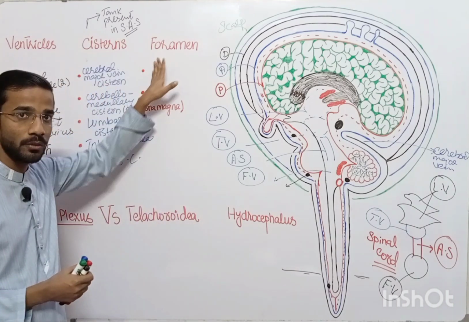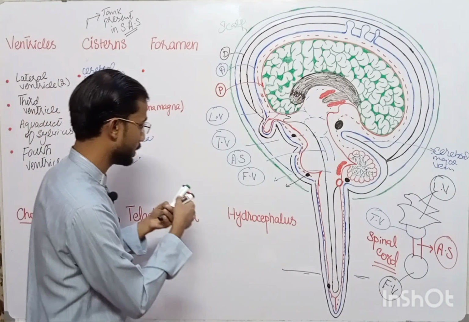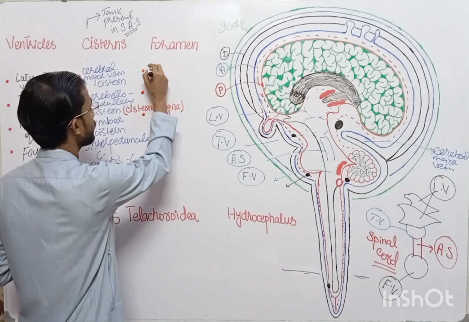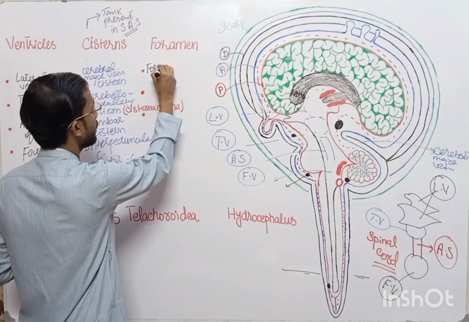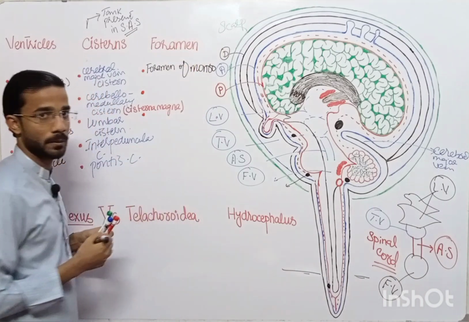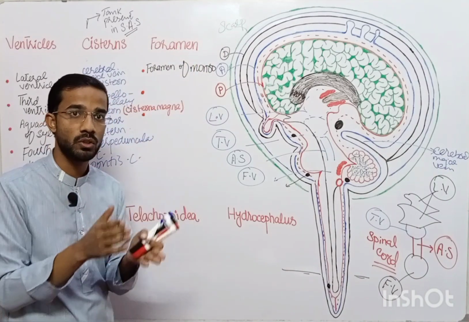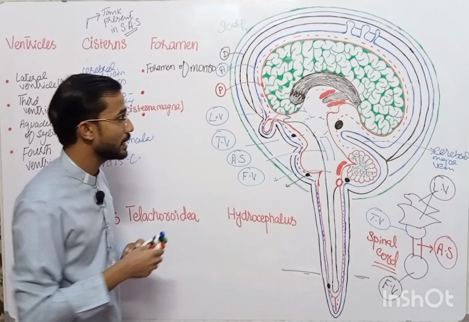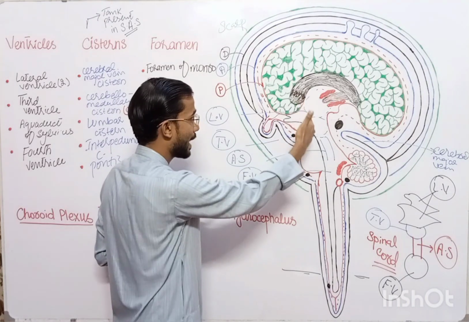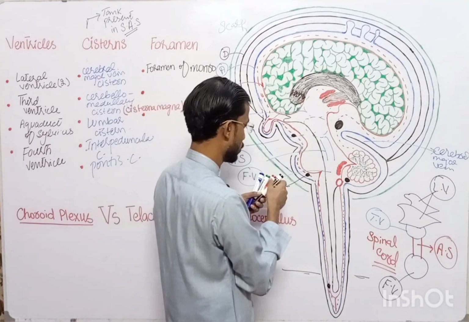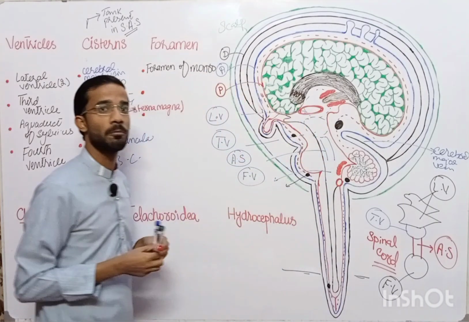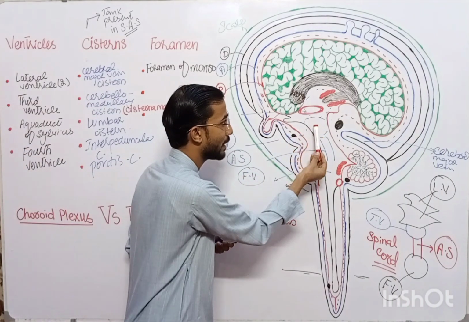Next, if we talk about the foramen, foramens are basically holes, and 3 foramens are present. First one is the foramen of Monro. This is very important. The foramen of Monro is also called the interventricular foramen. This foramen is present between the lateral ventricle and the third ventricle. So here is the location of the foramen of Monro, or you can say interventricular foramen.